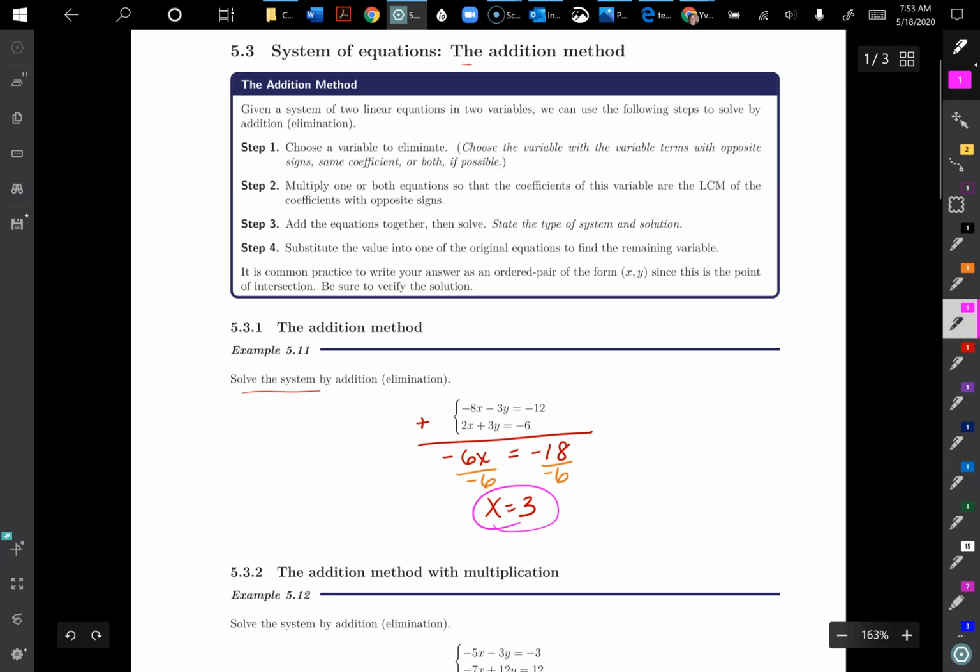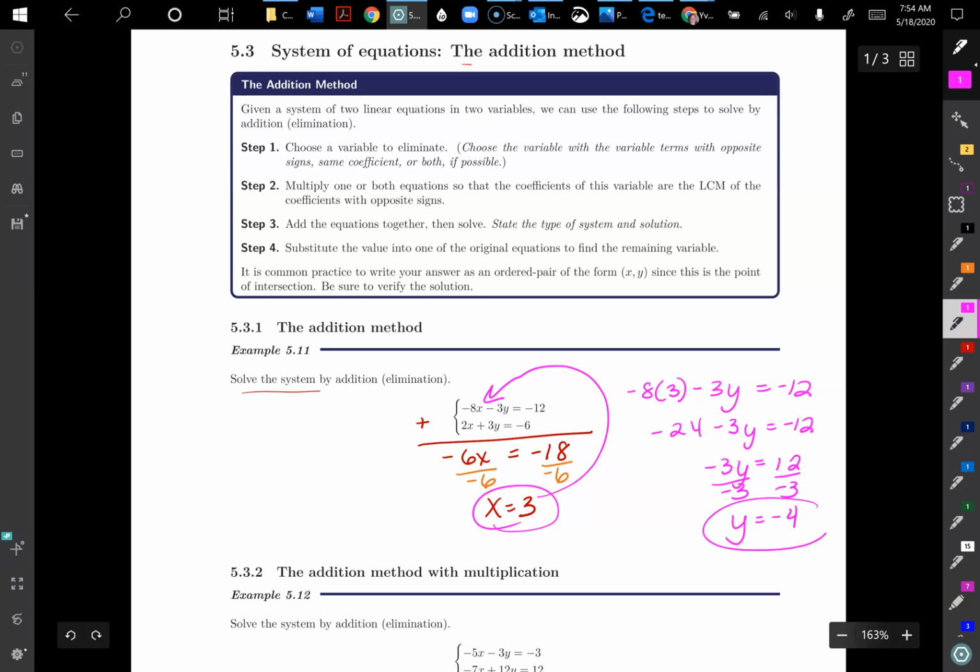So I'm going to plug in for that top one. So I have negative 8 times 3 minus 3y equals negative 12. And then I'll get negative 24 minus 3y equals negative 12. Negative 3y equals 12. Divide by negative 3. I get y equals negative 4. Now, if you were to plug into this one, you would get the exact same answer. You can even do that to double check.